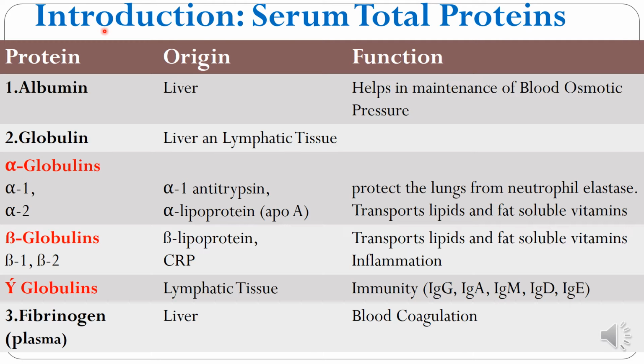So first let us discuss what exactly serum total proteins comprise of. The serum total proteins comprise of two fractions, that is albumin and globulin. Albumin is synthesized in the liver and it is the chief serum total protein, and its main function is maintenance of blood osmotic pressure among other functions which we shall see later.